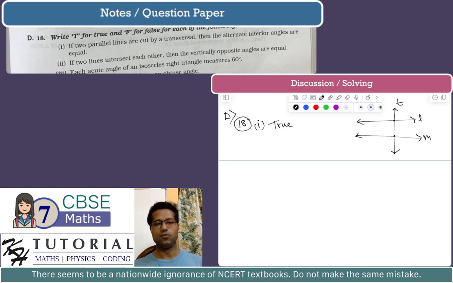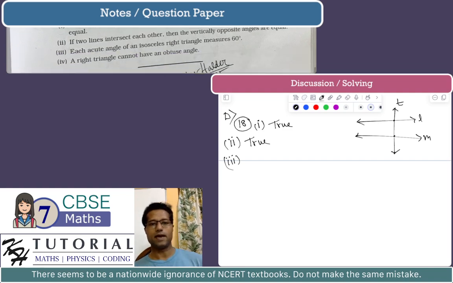So when two parallel lines are cut by a transversal, then the alternate interior angles are equal. This is obviously true. Part 2. If two lines intersect each other, then the vertically opposite angles are equal. This is also true. Part 3. So these are very fundamental statements, concepts.